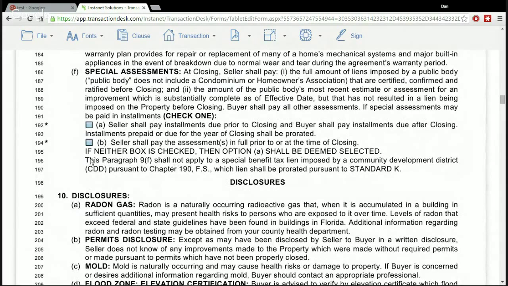This is very important right here, line 196. Again, this does not apply. This is what's great. I'm just learning this now because I learn something new every time I read this. But this paragraph does not apply to a tax lien imposed by a CDD, or a community development district. So even if CDDs are levying special assessments, those are still not included here in this paragraph.